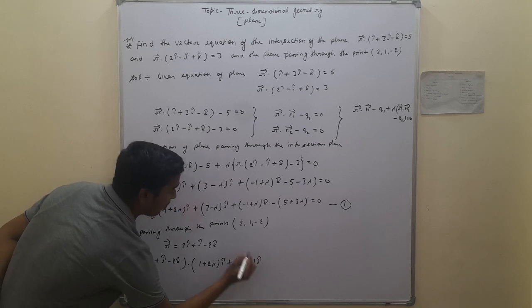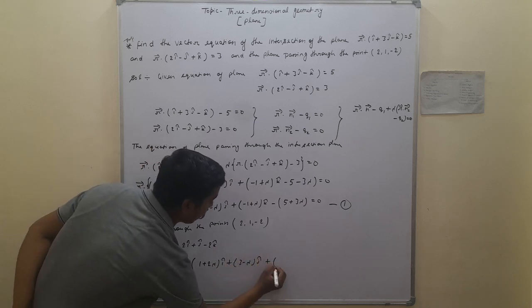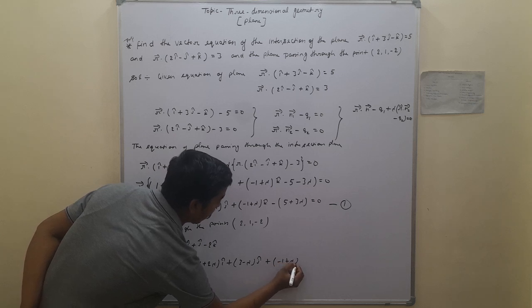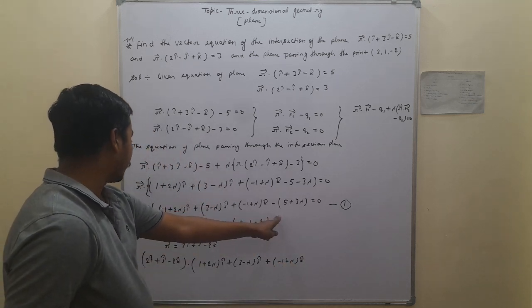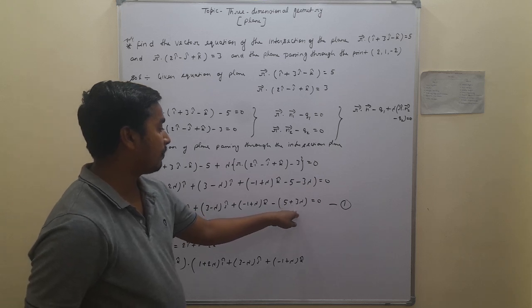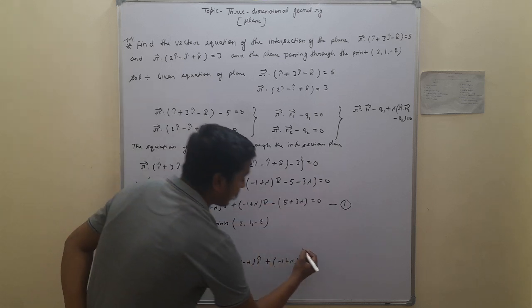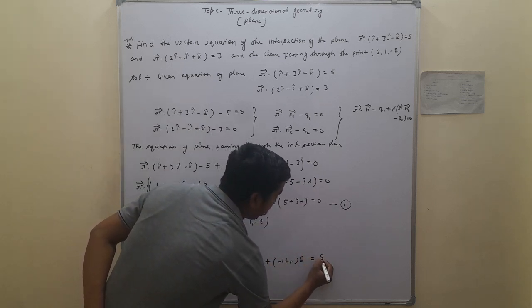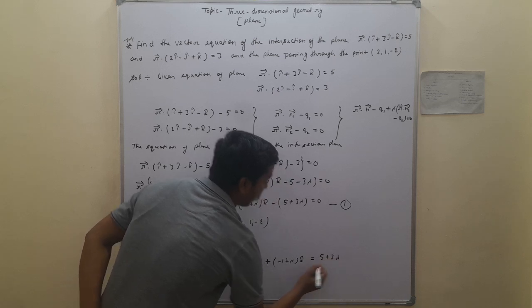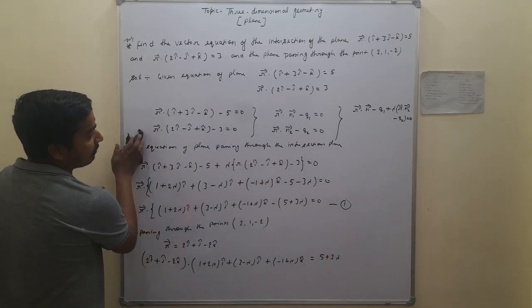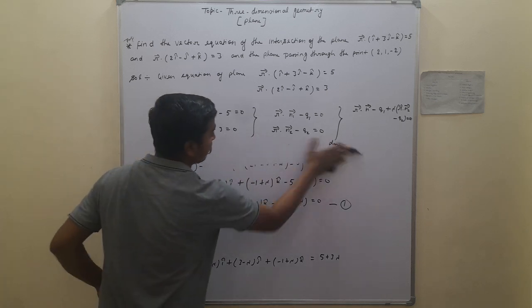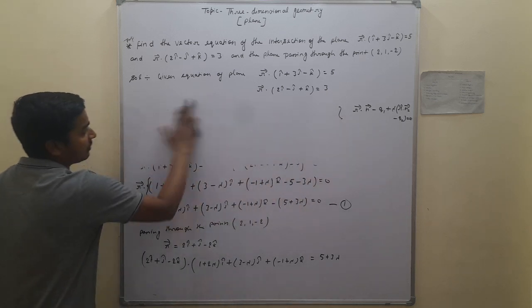plus (3 minus lambda) j cap, plus (minus 1 plus lambda) k cap, and here on the right-hand side we have to take minus 5 plus 3 lambda, this gives 5 plus 3 lambda. Further we have to solve, and we get the required equation.